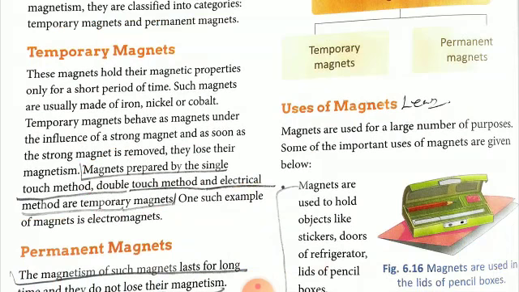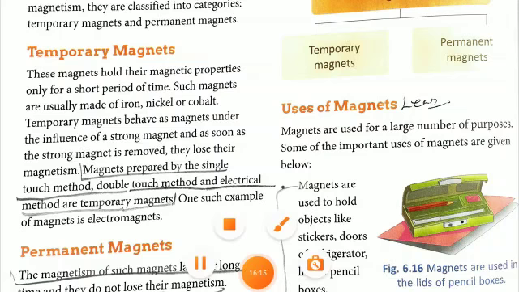One such example of a magnet is the electromagnet. As we studied in the previous classes, the electromagnet is a temporary magnet in which if we stop the flow of current through the circuit, its magnetism property is removed.